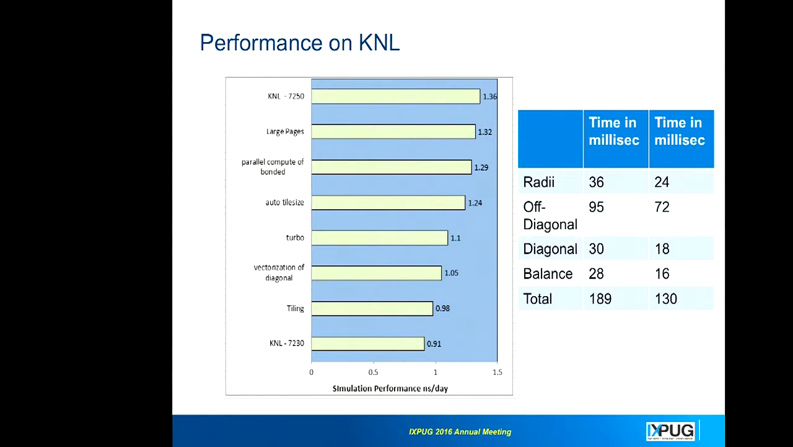When we started out on KNL, these were the times taken in milliseconds for each of the loops. Radii used to take 36 milliseconds, off diagonal 95, diagonal 30. And finally, when we moved to the 7250, these are the current times. Radii takes 24 milliseconds, off diagonal 72, diagonal 18. So we have now reached 1.36 nanoseconds per day performance, starting from 0.09 on KNC.